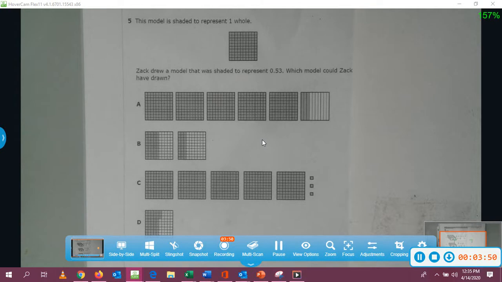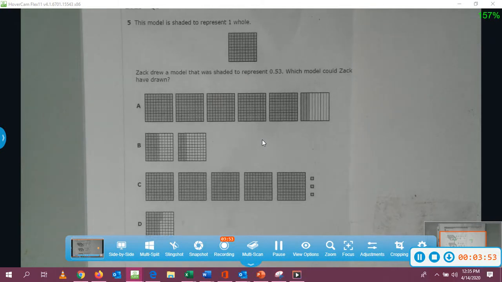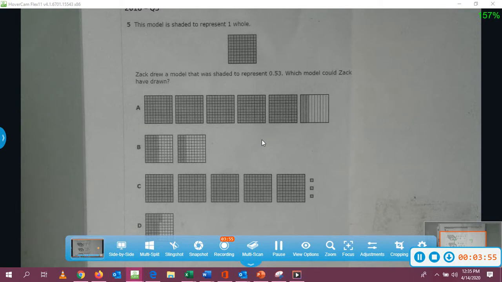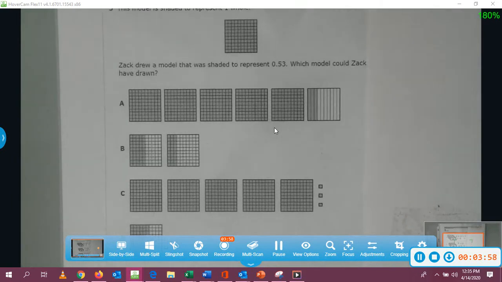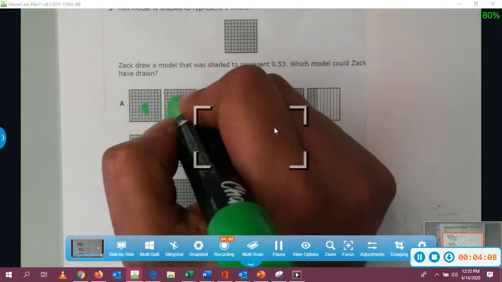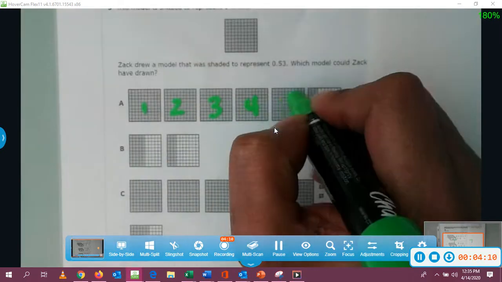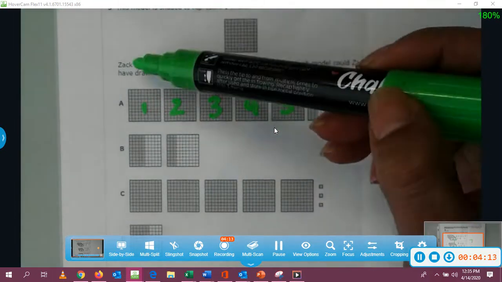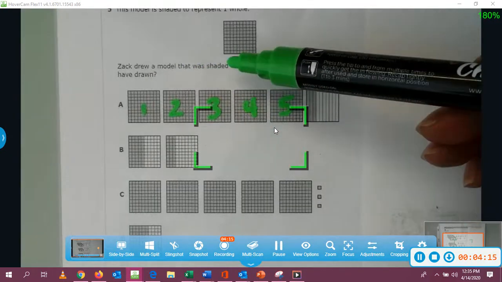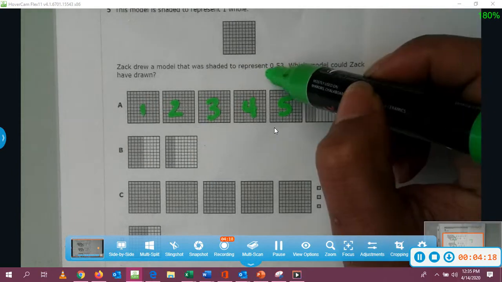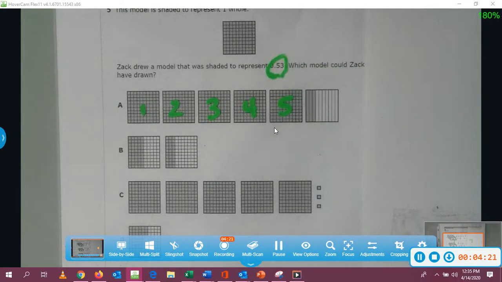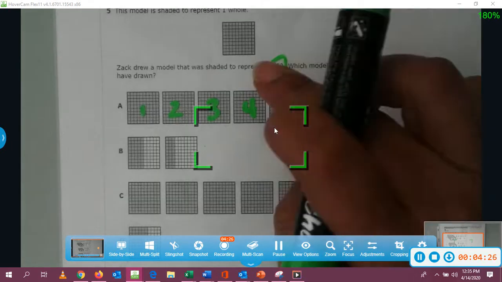Okay, so let's look. If that one block represents one whole, let's go in a little closer. So how many wholes do we have in A? 1, 2, 3, 4, 5. So Zach drew a model that was shaded to represent 53 hundredths of a model. So that means his is not even a 1. It's not even a 1 yet.